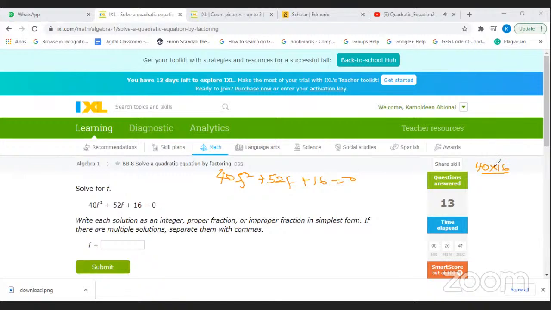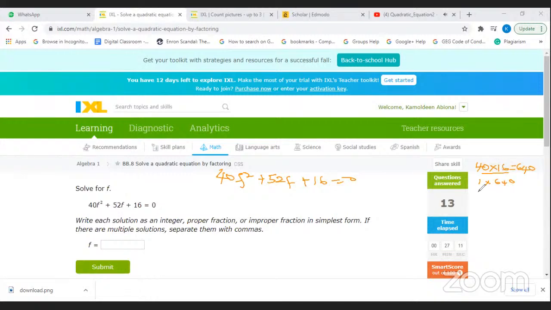So what will it give us? It should give us 640. So definitely I can have 1 times 640, which cannot give us 52. Let's see, 40 plus 16, you realize that it can't give us 52 too. So let's just continue to change.